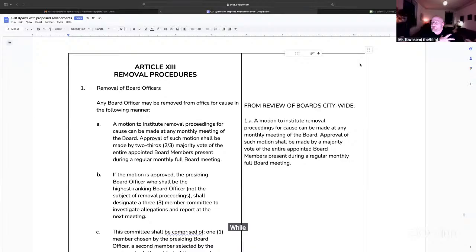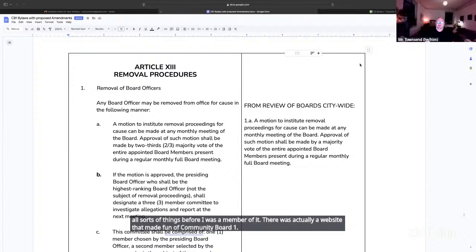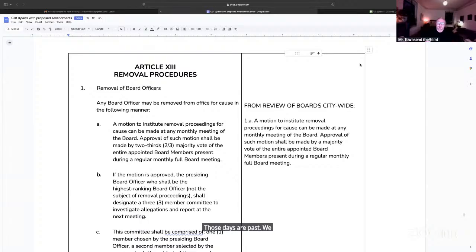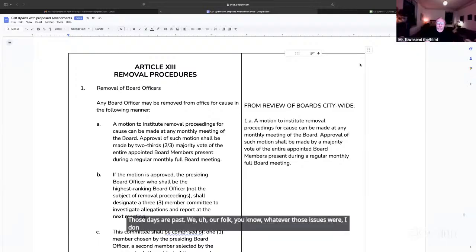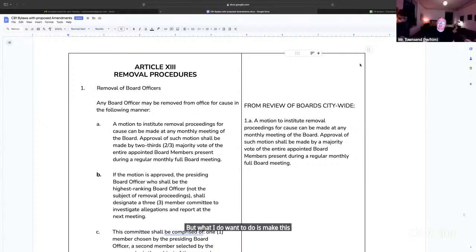While I do understand that there's a history, I had looked at previous bylaws of this board. I also know that this board was criticized for all sorts of things before I was a member of it. There was actually a website that made fun of Community Board One. Those days are past. Whatever those issues were, I don't want to revisit them or rehash them. But what I do want to do is make this document as much as possible a good governance document. So I've heard from 3 people from the committee, all in favor of this.